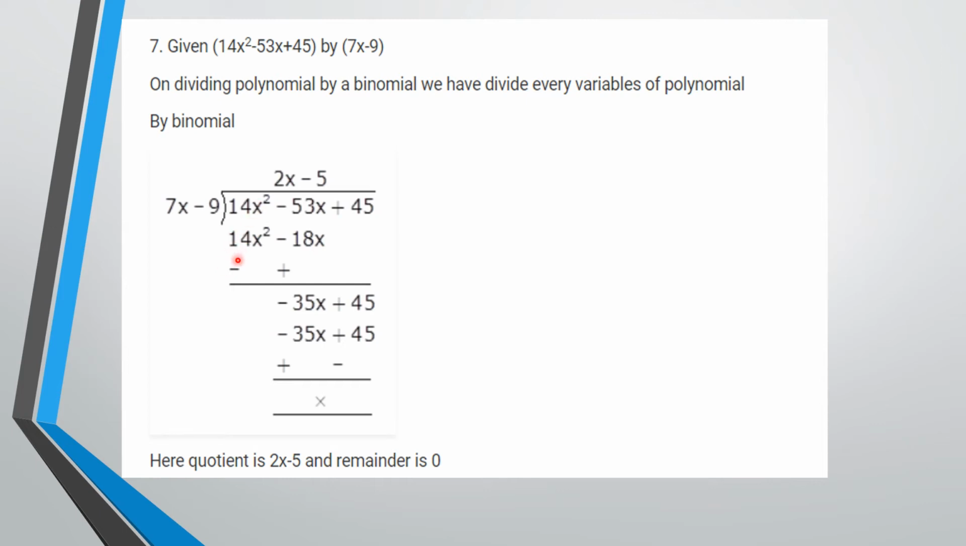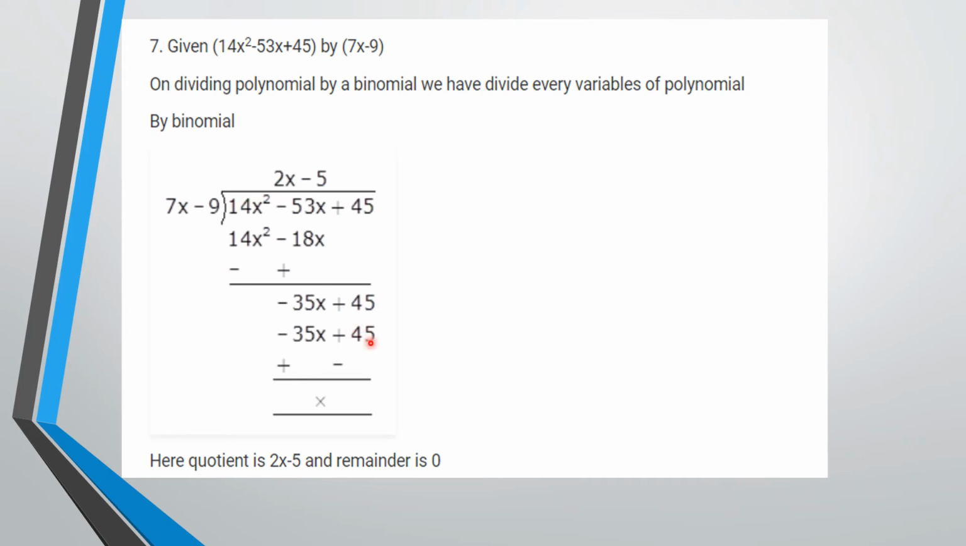cancelled by changing this sign. We get minus 53 plus 18. We get minus 35x plus 45. What number do I have to add in the quotient so that I get minus 35? Already 7 is here. So 7 5s are 35. But I need minus, so put minus 5. Minus 5 into 7x becomes minus 35x. Minus into minus becomes plus.